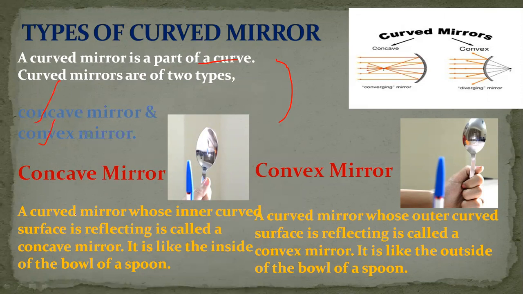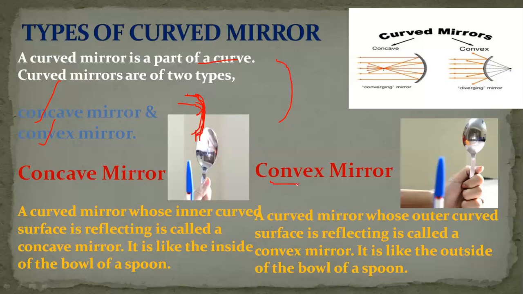Concave mirror: the inner side is curved. This side is curved and this side is the reflecting surface. The outside is not reflecting, it can be polished, like there is a layer of polish, so the light cannot reflect from it, but the reflection is from inside. It is like the inside of a spoon, where you can see the image, and it is inverted also. So concave means the reflecting surface is the inner curved surface.